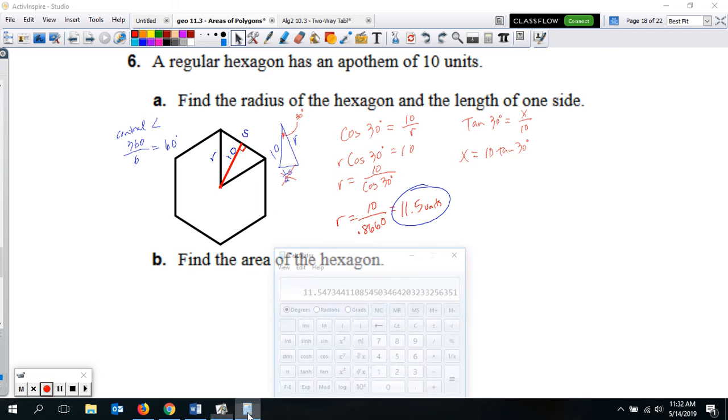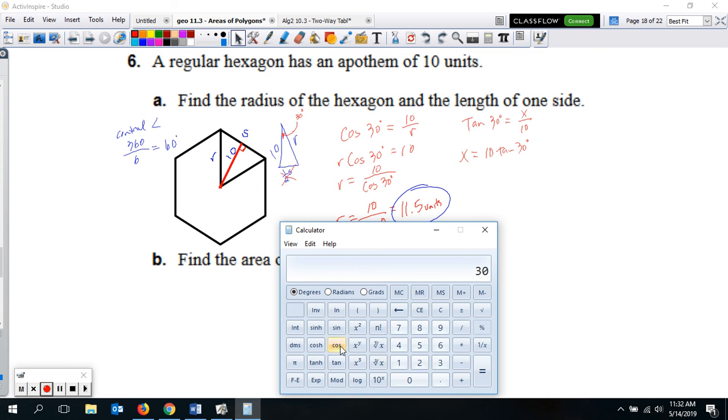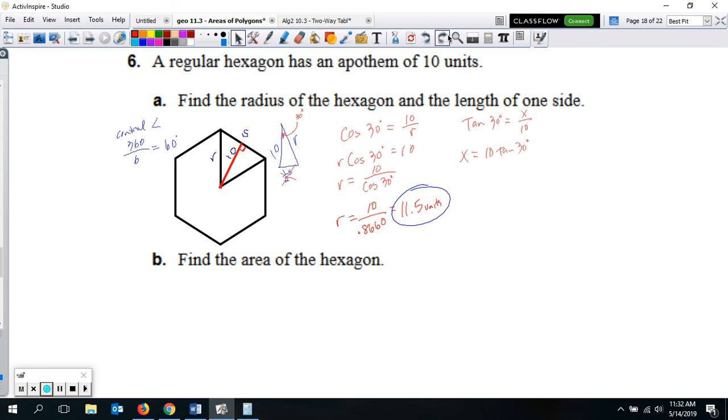So we could do that on the calculator, and we could say 30 degrees tangent is that decimal, and we're going to times that by 10. So that would equal 5.8 if we rounded it. So x is equal to 5.8. That's why I have there 10 times the tangent as a decimal. I did it on the calculator, so 5.8 units.